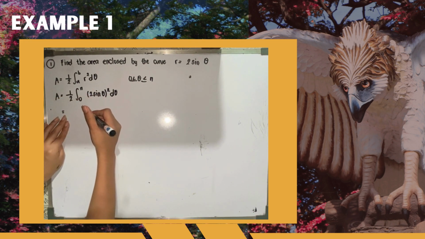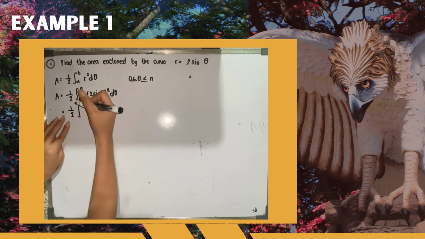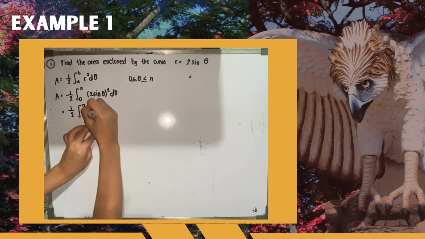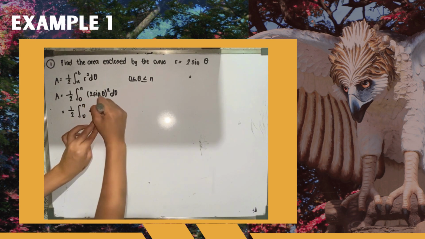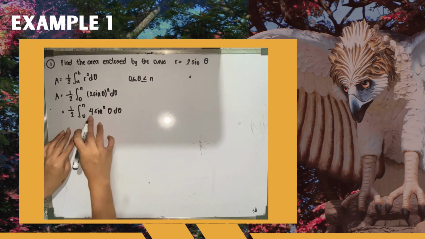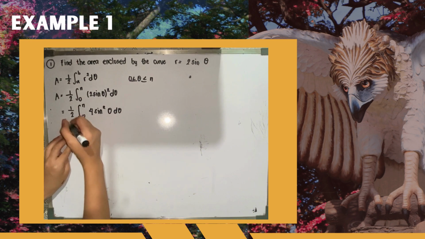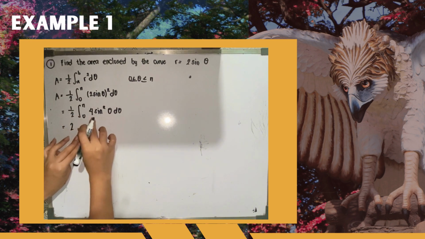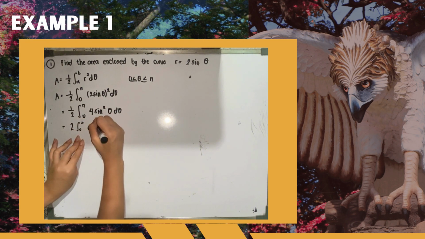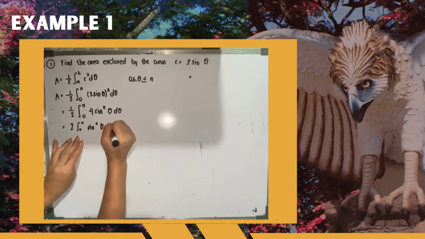Then, for our step 2, we have to simplify. Square the equation. It will become 1/2 integral from 0 to pi of 4 sine squared theta d theta. Next, we have to factor out the constant. So it will become 2 integral from 0 to pi of sine squared theta d theta.